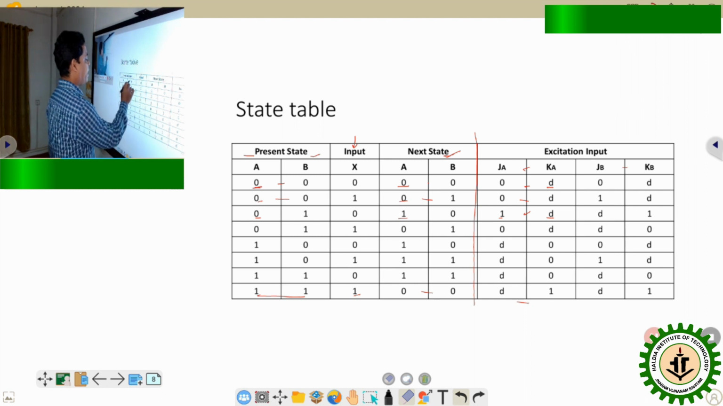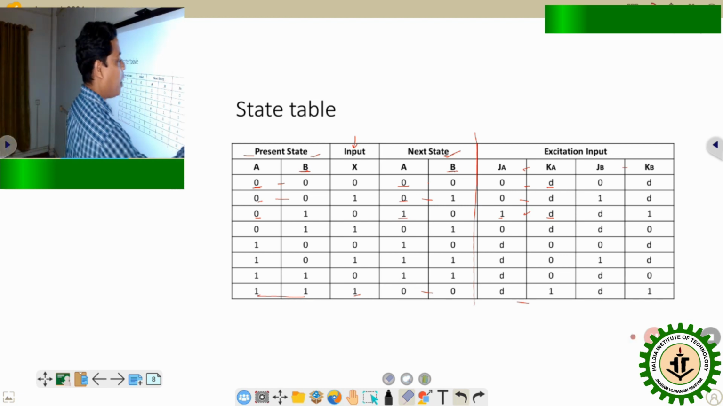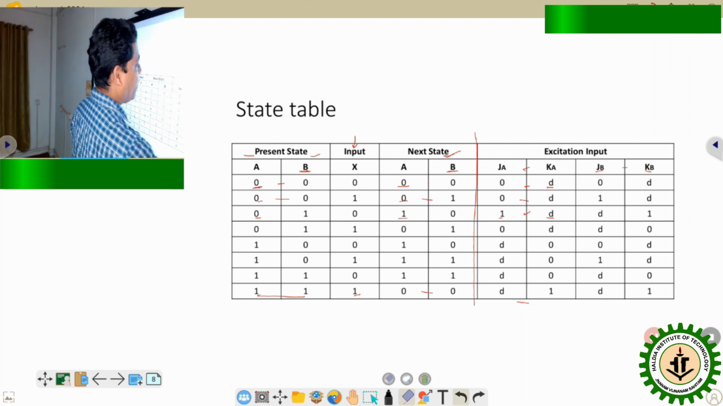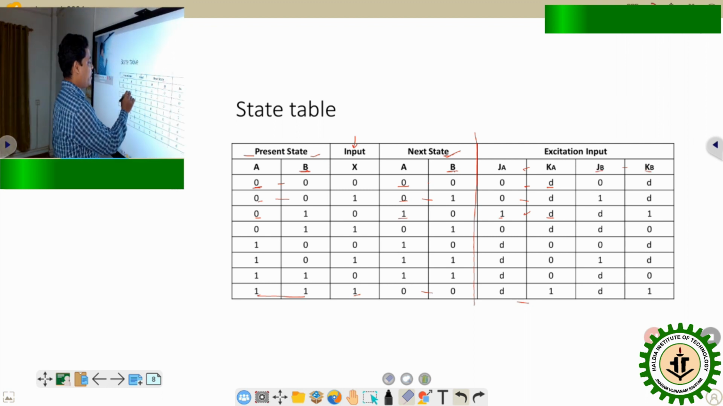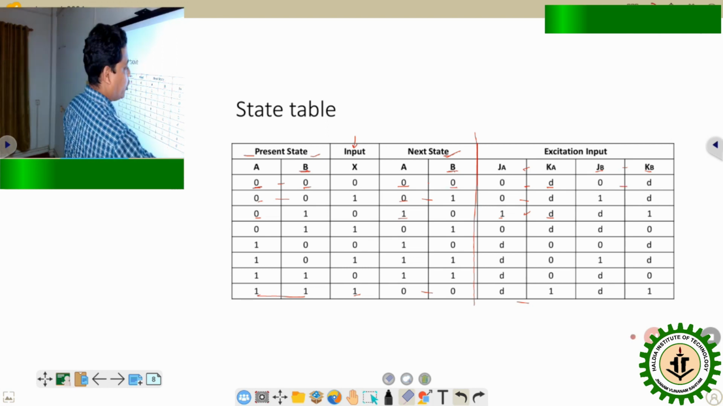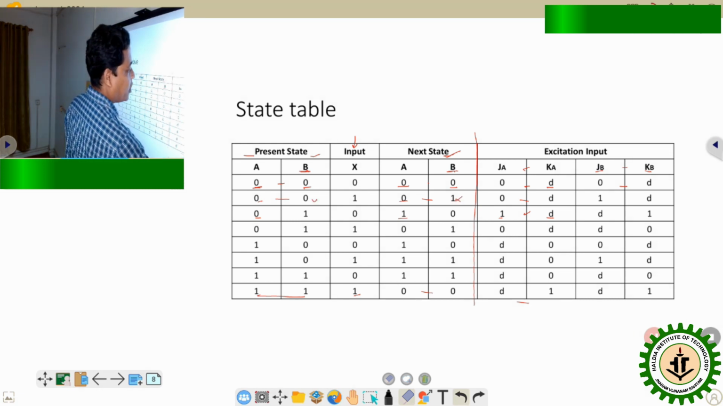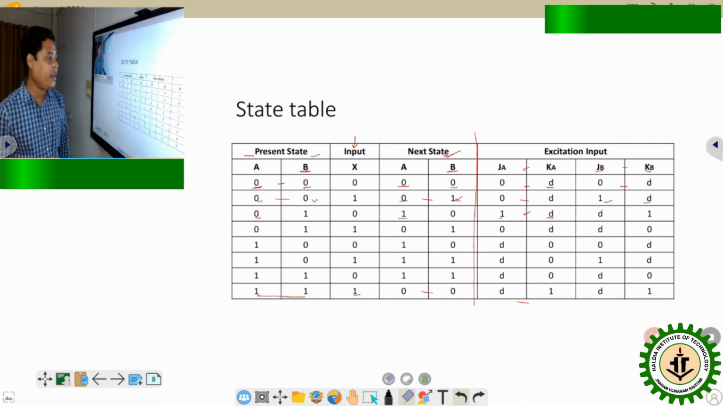Similarly, observing the present state and next state situation of B, we have to prepare the excitation input of the second flip-flop. Here the input terminals are named JB and KB. So like the previous situation, present state is 0, next state is also 0, so it is 0 don't care. Present state is 0, next state is 1, so it is 1 don't care. Accordingly, the whole excitation input table is prepared.